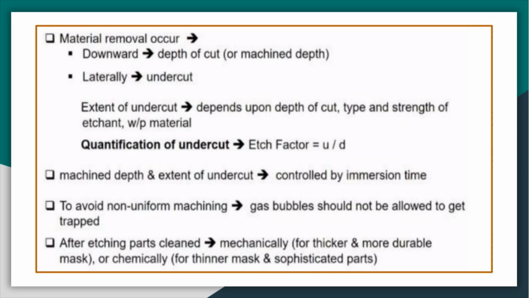From the process design point of view, the quantification of undercut is quite important. This can be done by one factor, that is the etch factor, which you can calculate using the formula: undercut divided by the machined depth. So total machined depth and extent of the undercut are controlled by controlling the immersion time in the etchant. To avoid non-uniform machining, gas bubbles evolved during the process should not be allowed to get trapped.